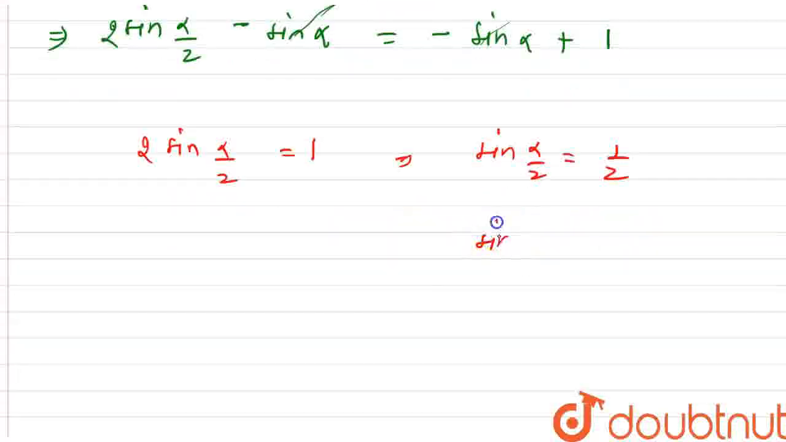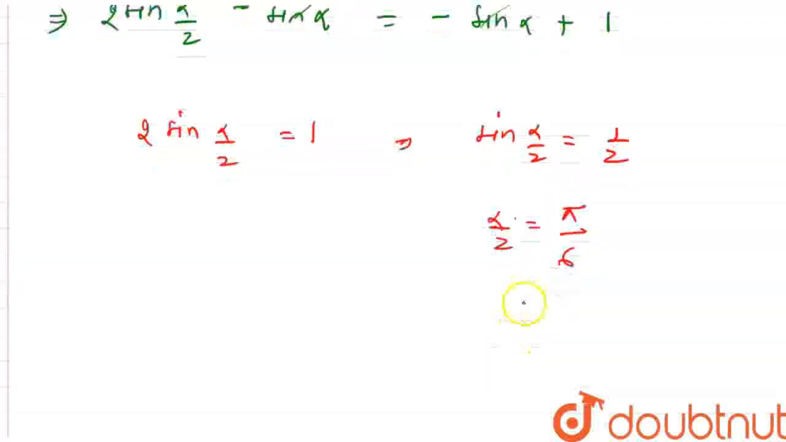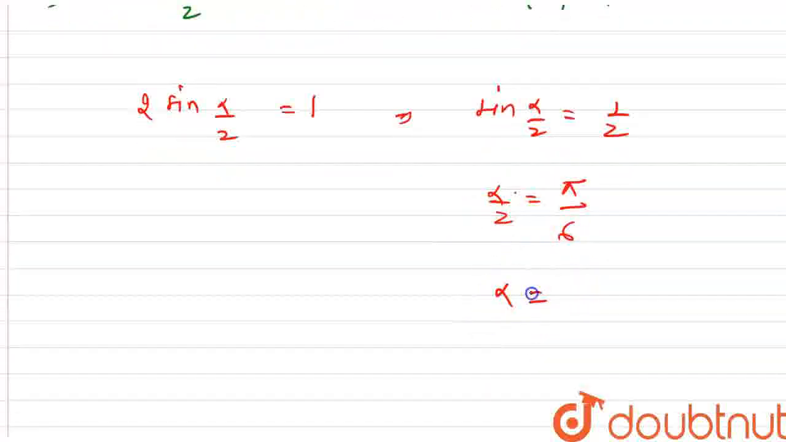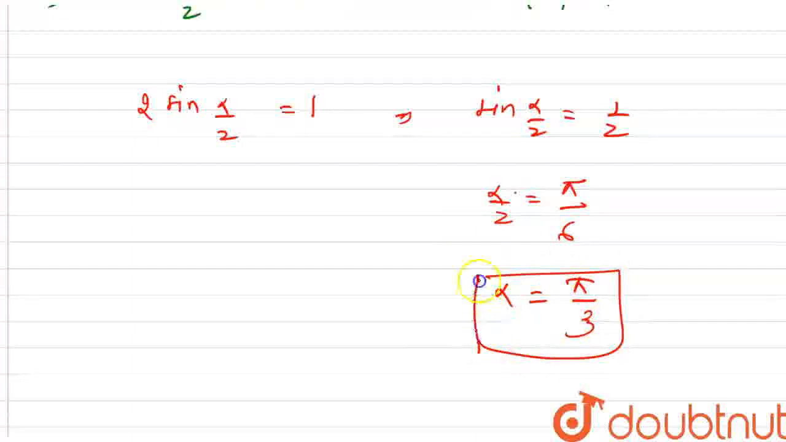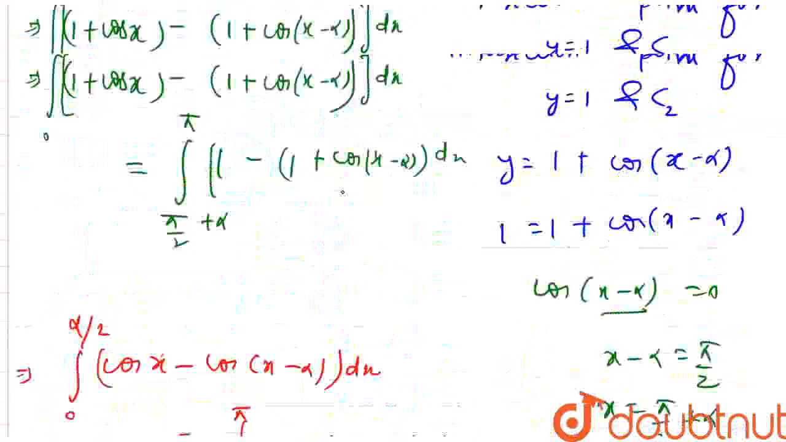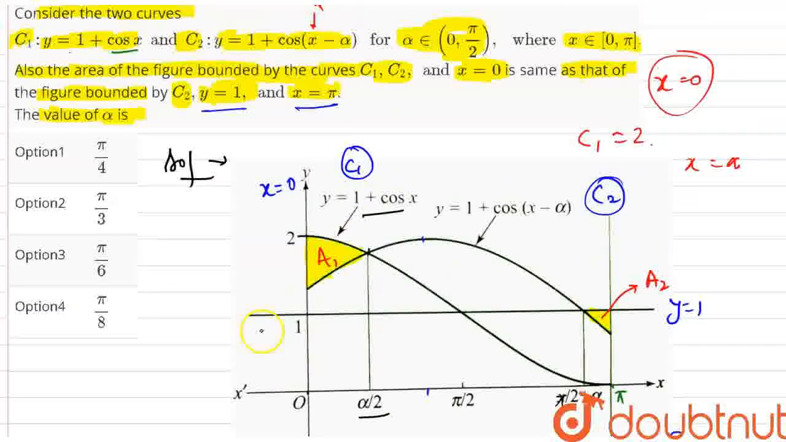From here I can say that alpha by 2 is equal to pi by 6, since sin pi by 6 is 1 by 2. So I'm writing here sin pi by 6. On multiplying 2 over here, it will be pi by 3 only. This 2 will cancel out with 6, giving 3. So my alpha is pi by 3. So this should be the answer. Let's check the options. Yes, our option 2 is correct.